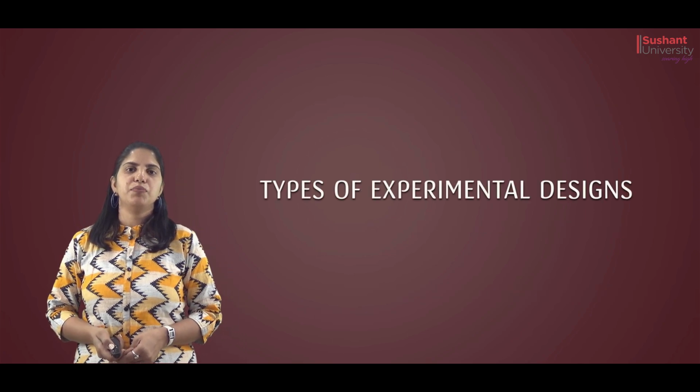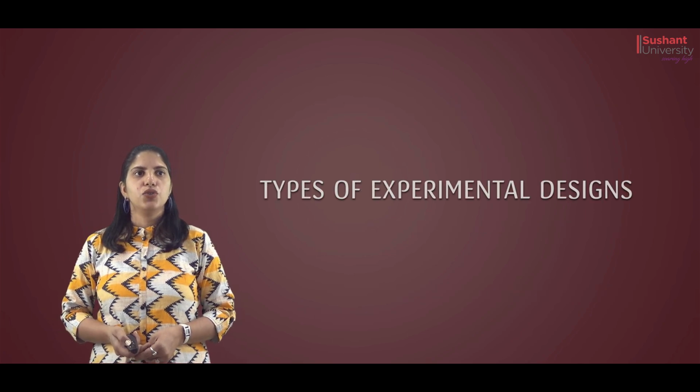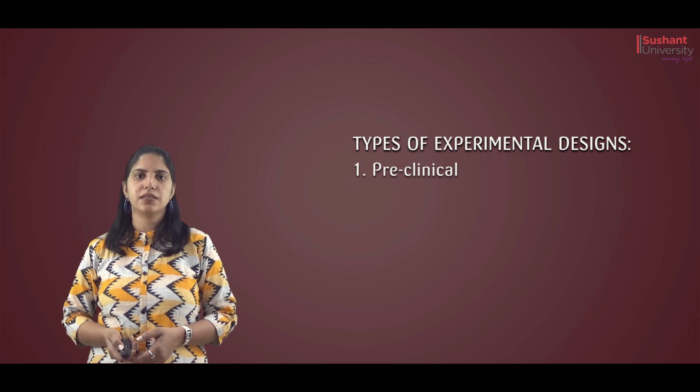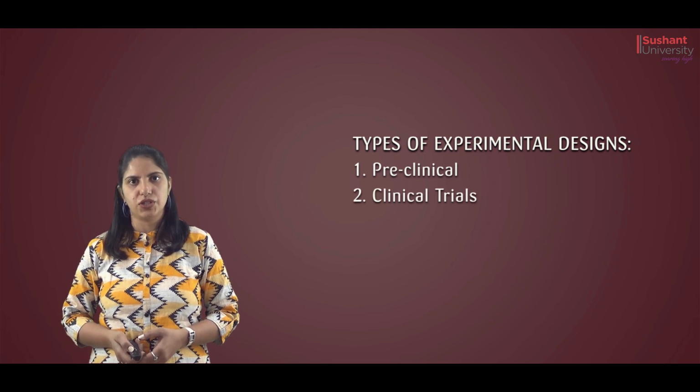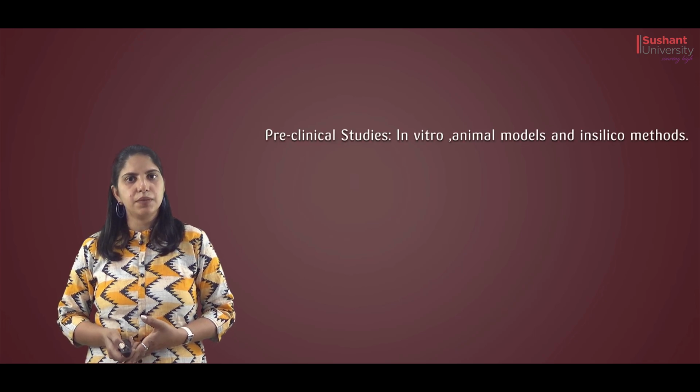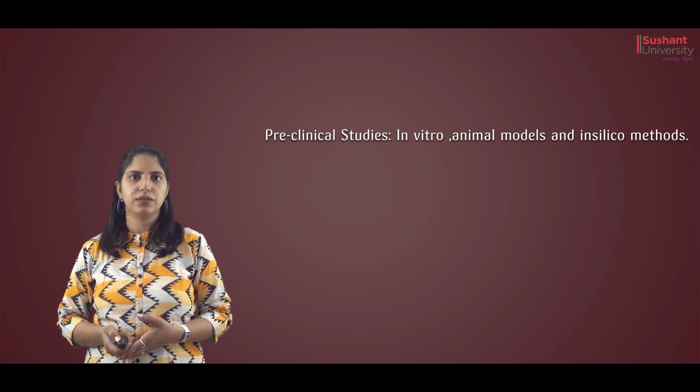Next, coming to the types of experimental designs. Generally when a new drug is discovered, it must undergo these types of experimental design like the preclinical studies, clinical trials, and the observational studies. So what is there in the preclinical studies? Basically, the preclinical study is of 3 types: in vitro studies, studies on animal subjects, and in silico studies.